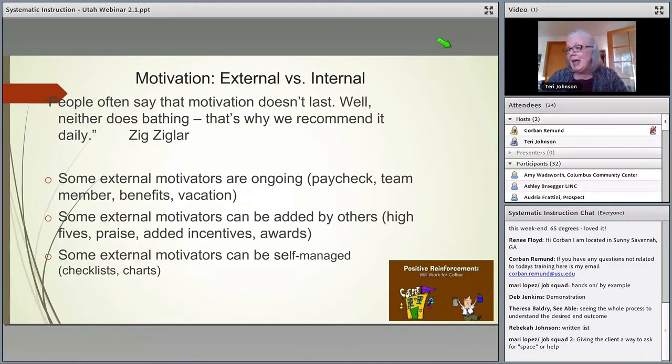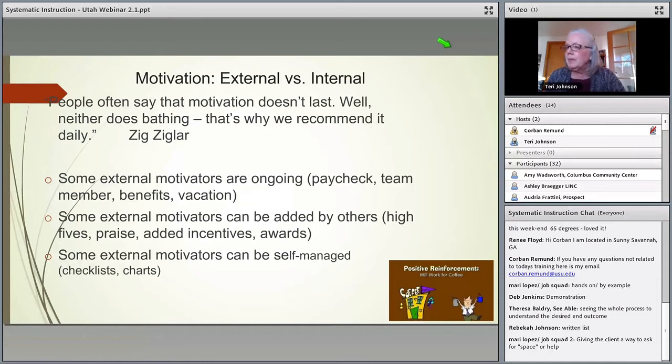Other external motivators can be added by other people. High fives, praise, added incentives, awards. All of these things exist in many workplaces outside of supported employment. And yet, if you think back to Stuart doing that binding post, when I really had a chance to watch that video, and I worked with him on some other tasks, what I recognized is that what seemed to be most rewarding to him and create the most motivation was actually just being able to get through the task, to complete the task, and be able to go on to the next task or the next cycle of a task.